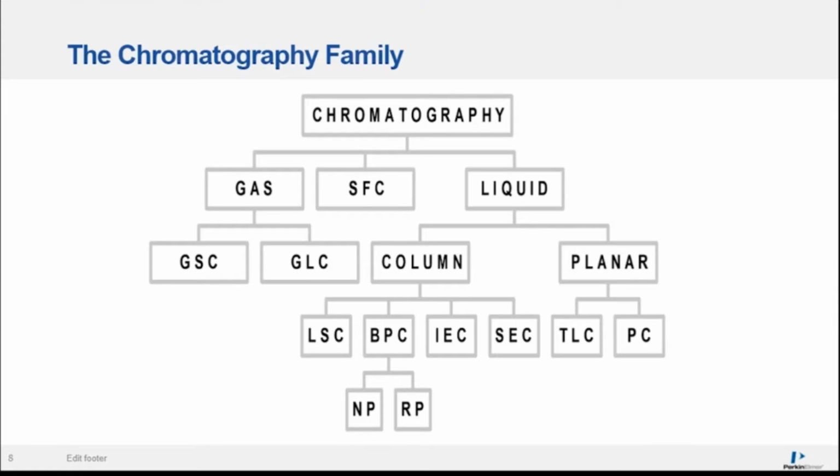And today we're going to focus on liquid chromatography, and we're going to come down this tree looking at column chromatography and the modes underneath that.